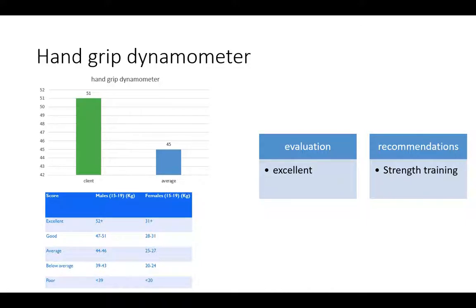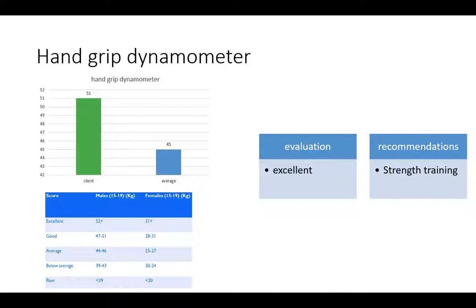For the position the client plays, goal attack, these are core strength for balance and leg strength for standing on one leg while shooting, and also arm strength for making short, powerful passes, as well as reducing the risk of injury. So these are the areas that I'll recommend to maintain their strength levels and improve even more. This should be done through strength training.